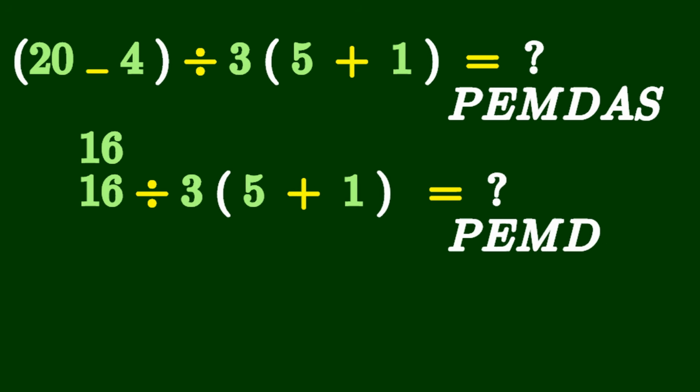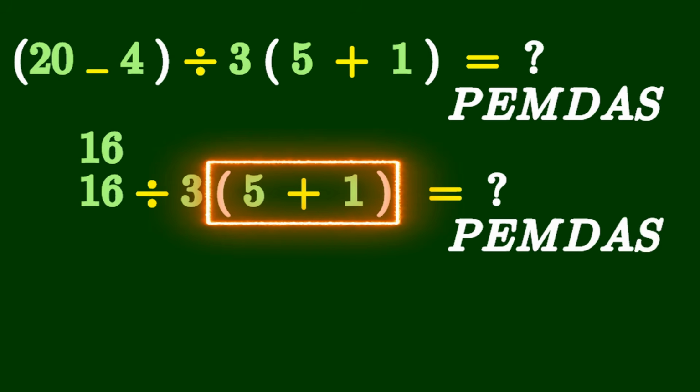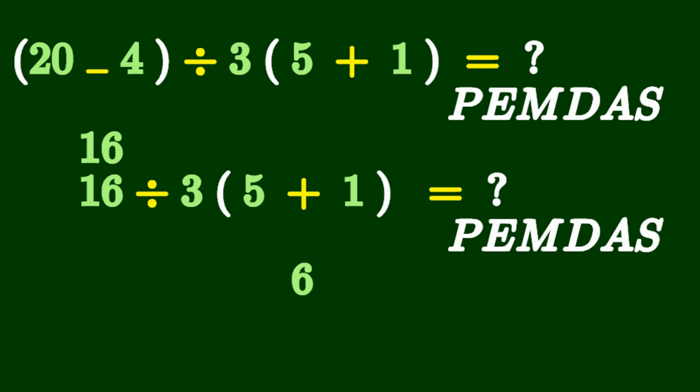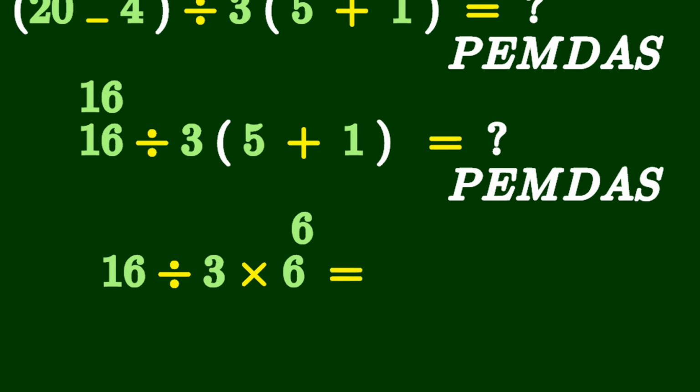Again, according to PEMDAS, we must do this parenthesis first. So 5 plus 1 equals 6. And our problem becomes 16 divided by 3 times 6. According to the order of operations, we must do this division first, then this multiplication.